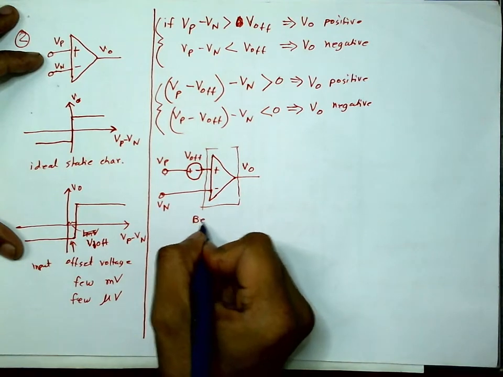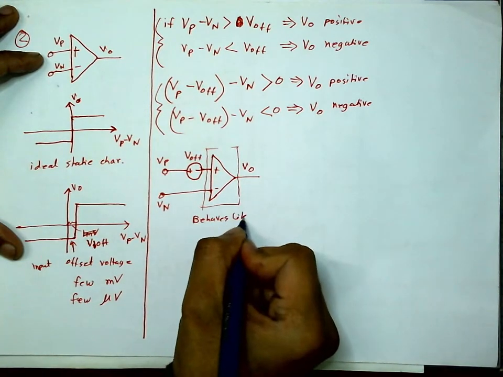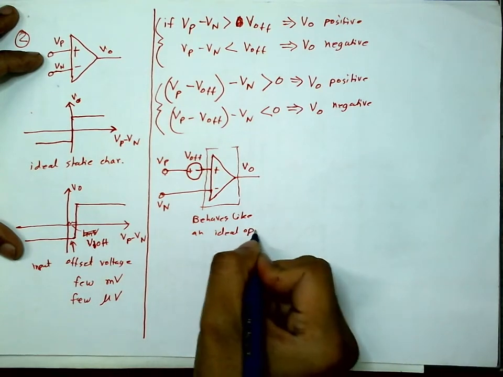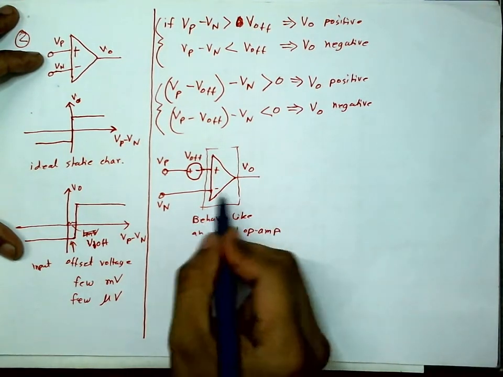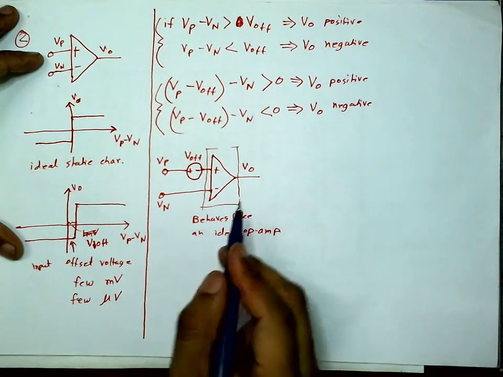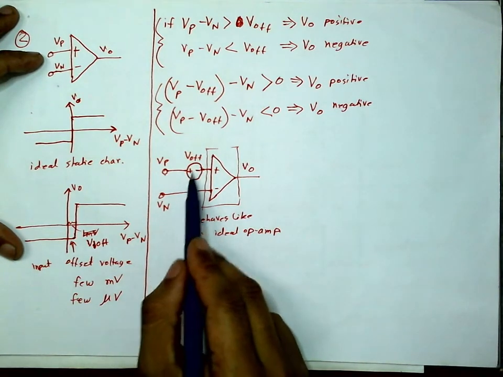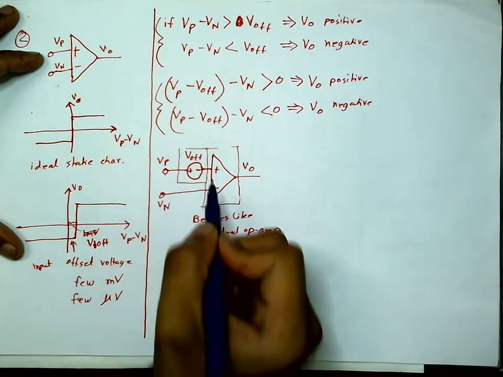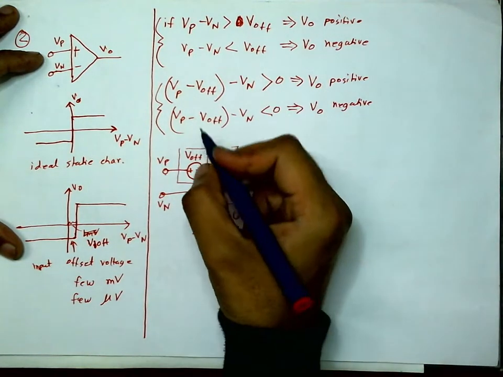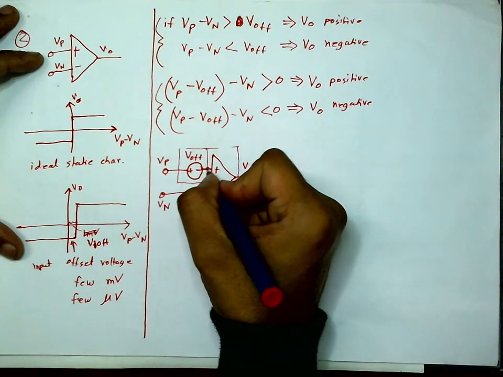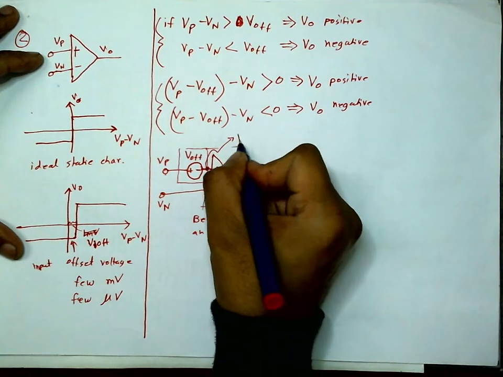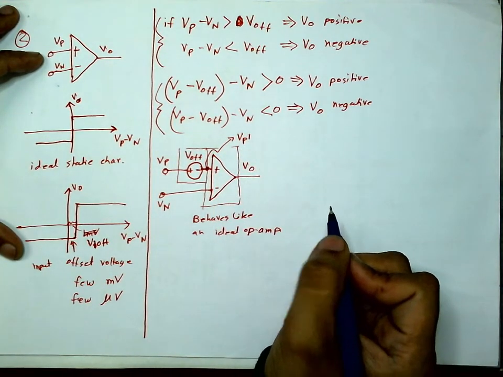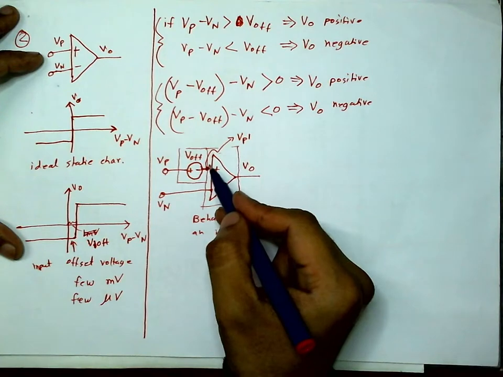This part behaves like an ideal op amp. But this voltage source is an integral part of this op amp, so you cannot get rid of it, you cannot remove it. Let me then call this point Vp prime. This is Vp prime, I'm calling this point.